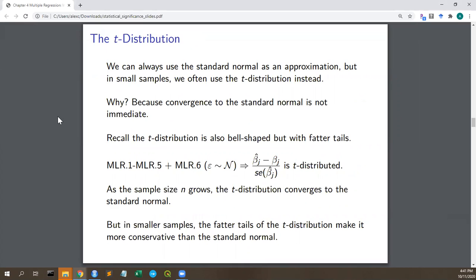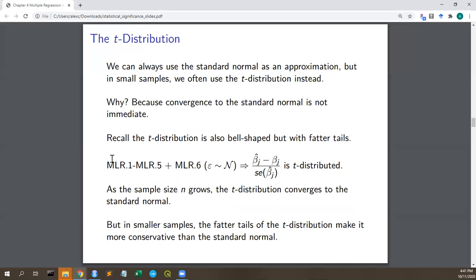So we can always use the standard normal as an approximation, but in small samples, we have to use the t-distribution. That's because the standard normal distribution, the convergence is not immediate. Pretty much what that means is that the tails of the distribution, the things that we're actually interested in, are too small. So in actuality, we have to make them a little bit bigger to make it more difficult for us to reject the null hypothesis.